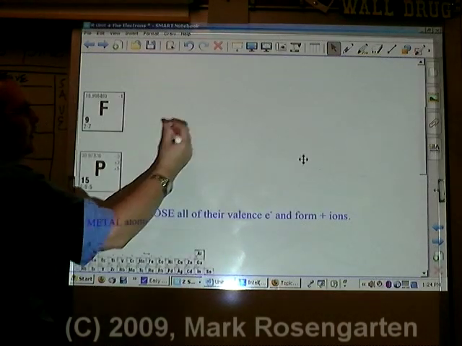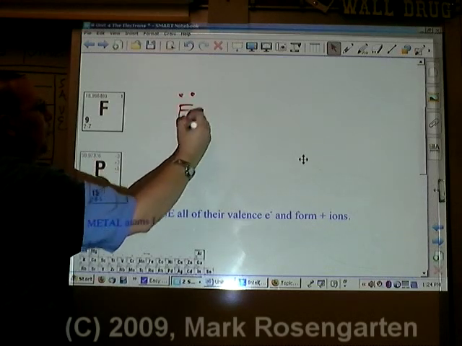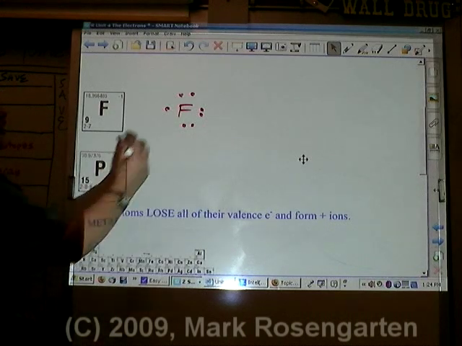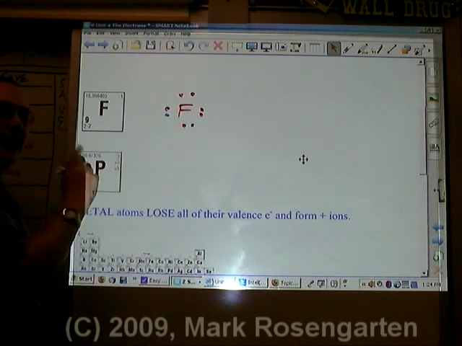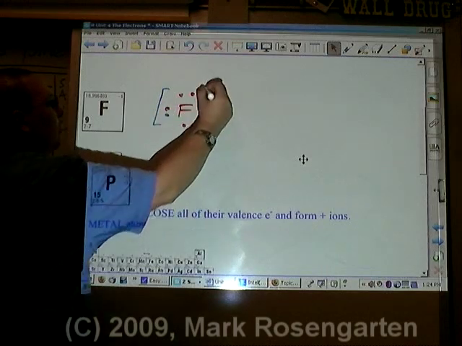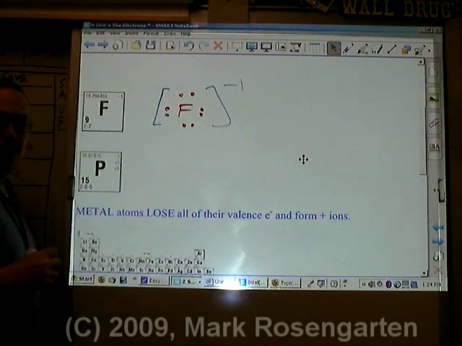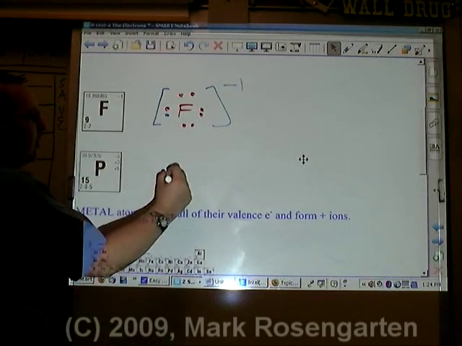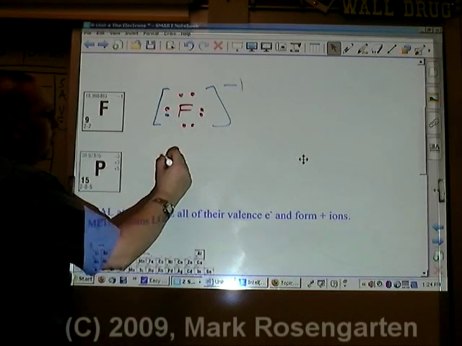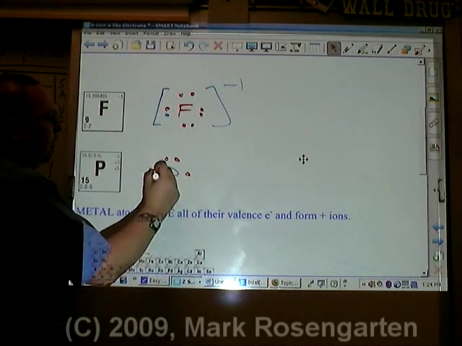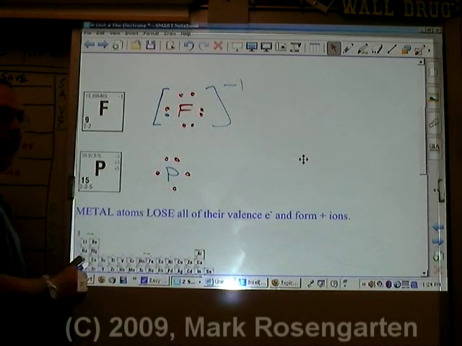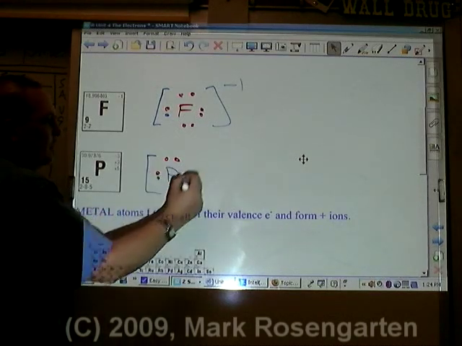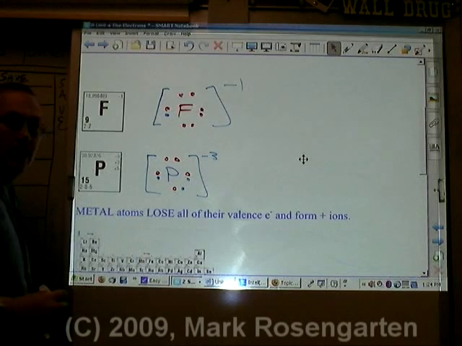Fluorine has 7 valence electrons. 1, 2, 3, 4, 5, 6, 7. It needs to gain 1 more to make a stable octet. When it gains that 1 electron, it forms an ion with a -1 charge. Phosphorus has 5 valence electrons. 1, 2, 3, 4, 5. To form a stable octet, it must gain 3 more. When it does this, it forms an ion with a charge of -3.